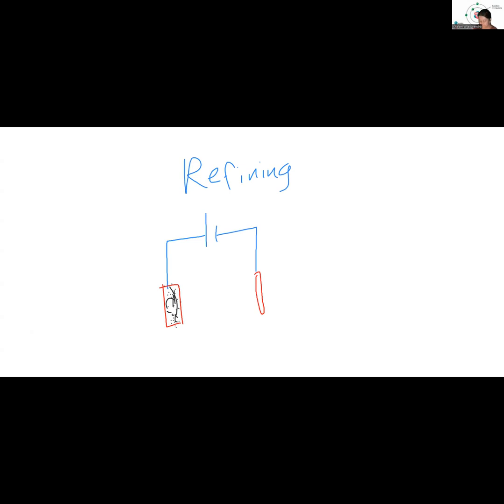Right. Now let's take the solution. We need a solution, no? What kind of solution do we need? Take this case: this is copper metal. This is impure copper, and this is pure copper. We want to get this side coated. So this is a copper sulfate solution.